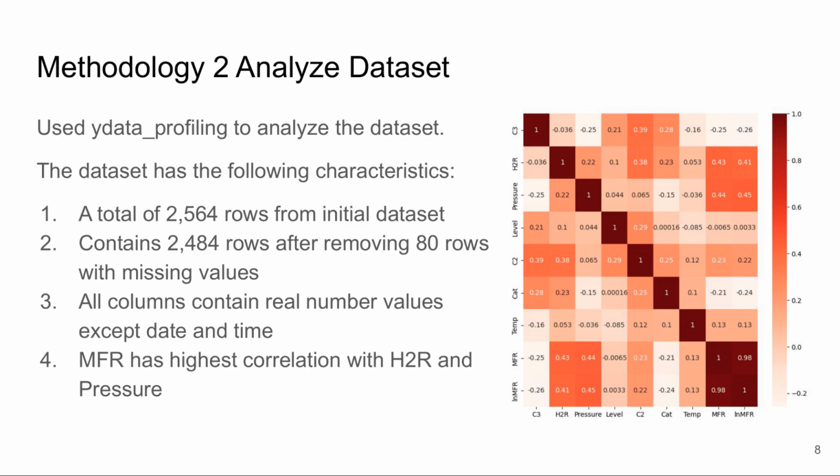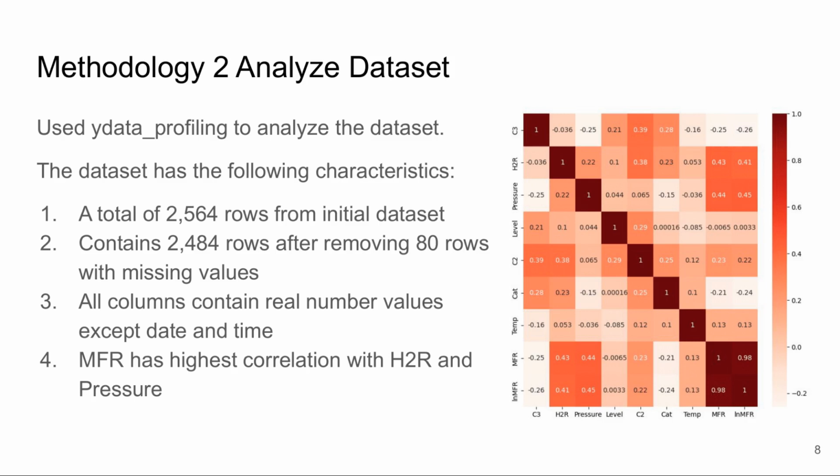Through our analysis, we were able to find that the data set had the following characteristics: 2,564 rows in the initial data set and 2,484 rows after removing 80 rows with missing values. Now, since it's only 80 rows, we still have a good number of rows to train and test the data set on. If it were more than 80, we likely would have had to interpolate values.